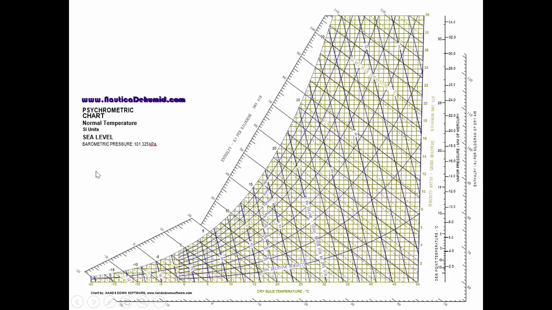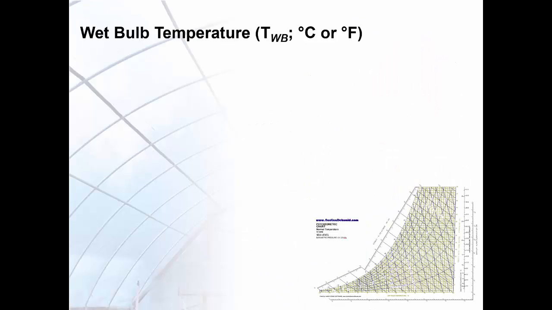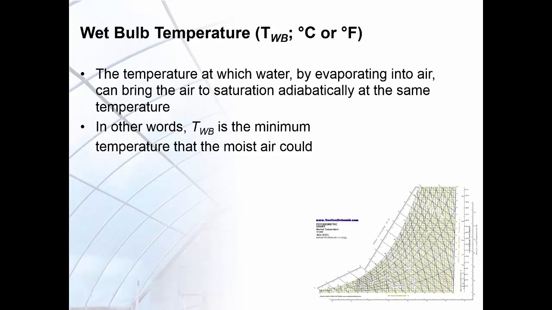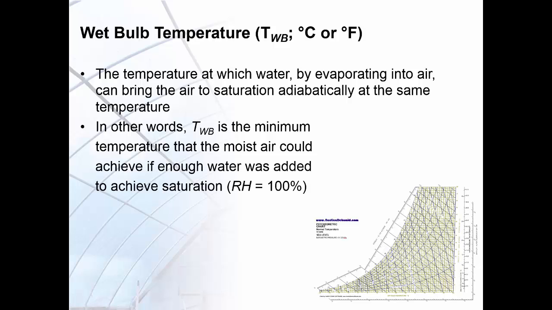We can also talk about the wet bulb temperature of the moist air. Wet bulb temperature is the temperature at which water, by evaporating into air, can bring the air to saturation adiabatically at the same temperature. In other words, wet bulb temperature is the minimum temperature that the moist air could achieve if enough water was added to achieve saturation, meaning reaching a relative humidity of 100%.